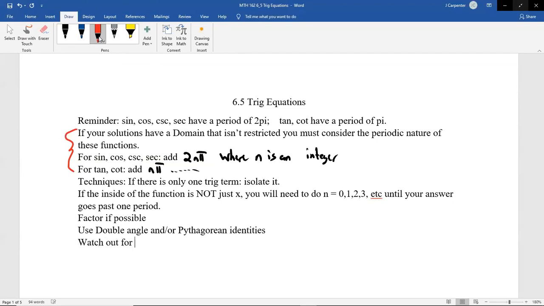Watch out for extraneous solutions, which means you get a solution, but it doesn't actually work. Kind of like if you had a rational equation, which means there's fractions with x's in the bottom, maybe x equals 3 looks like a solution, but when you plug it in, it makes the bottom 0, and you can't divide by 0. That makes it extraneous. It means it looks like it works, but when you actually try and verify, it doesn't. So there will be scenarios where that's going to happen.